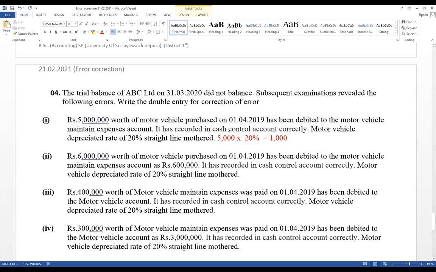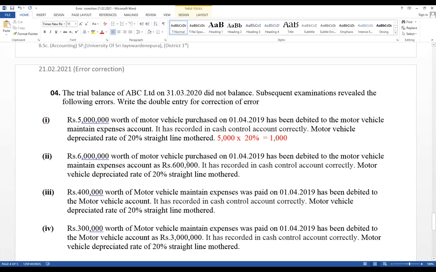Same error, but think about the maintenance expense account recorded. There are two different values. Motor vehicle account should be debited 6,000, cash account credited. It has been recorded correctly in the cash control account, but it should be debited to the motor vehicle account 6,000, and erroneously was debited to the motor vehicle maintenance expense account as 600. Therefore, motor vehicle account debit 6,000, and maintenance expense account should be credited 600. It was already debited, which is not correct. So maintenance expense account credit 600, motor vehicle account debit 6,000, and the difference value to the suspense account credit.